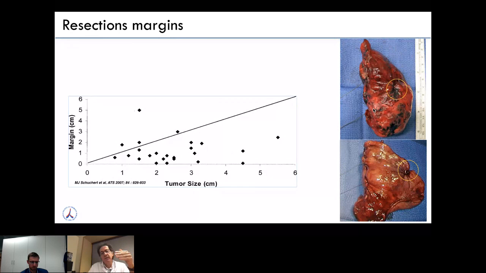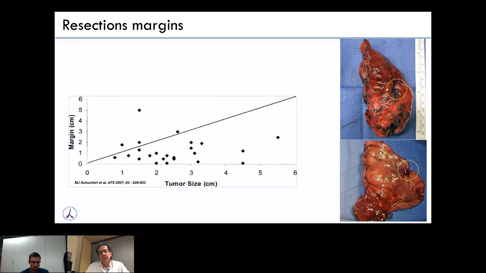And the guidelines of the ACCP say that if you have a tumor more than 2 centimeters, you must have at least 2 centimeters, a tumor of 3 centimeters, at least 2 centimeters, if possible more than 2 centimeters. So to answer your question, if we have 2 centimeter tumors, usually most of these patients have a lobectomy and not a segmentectomy. But as you know, there are exceptions.